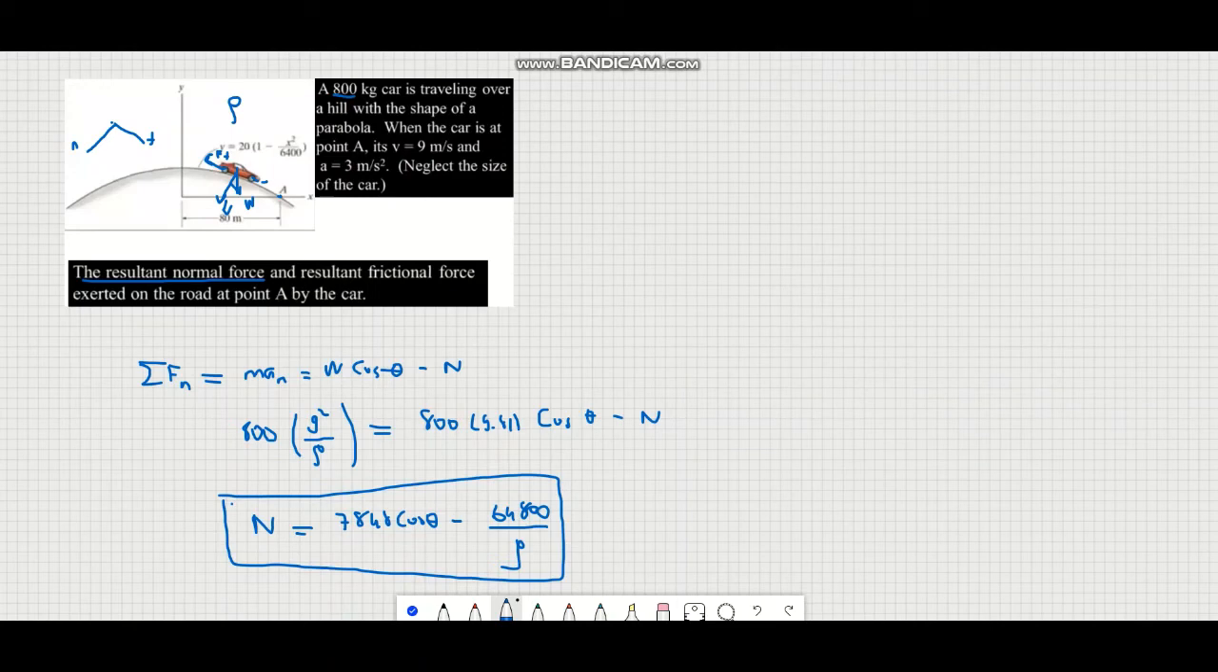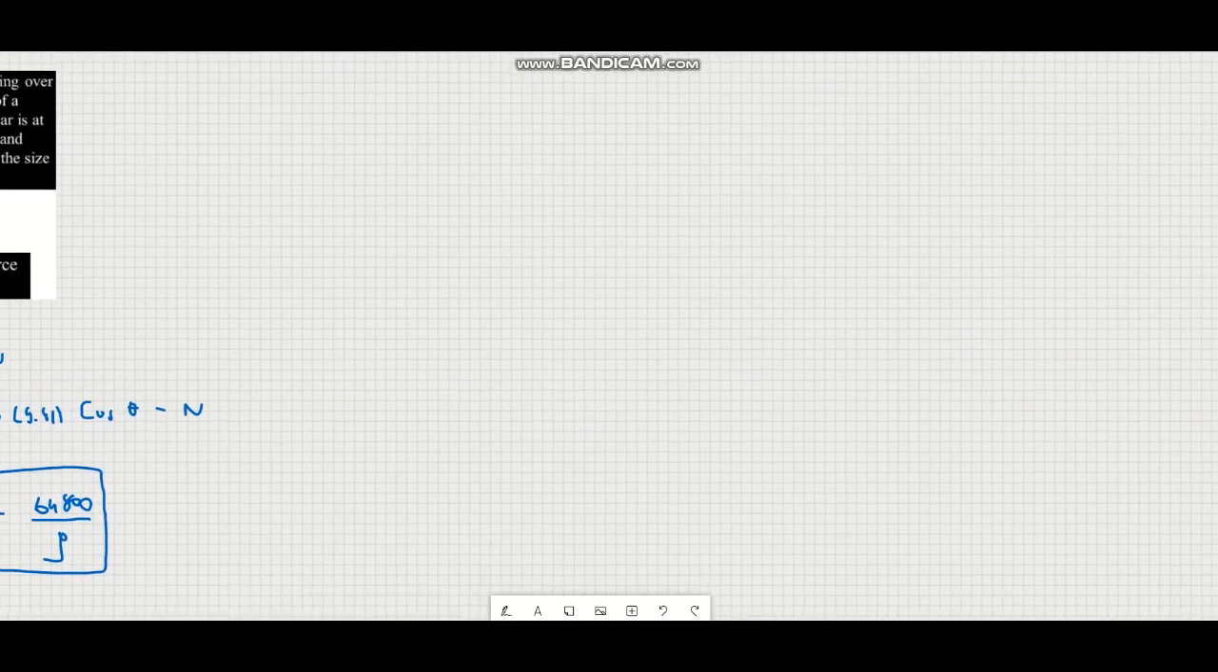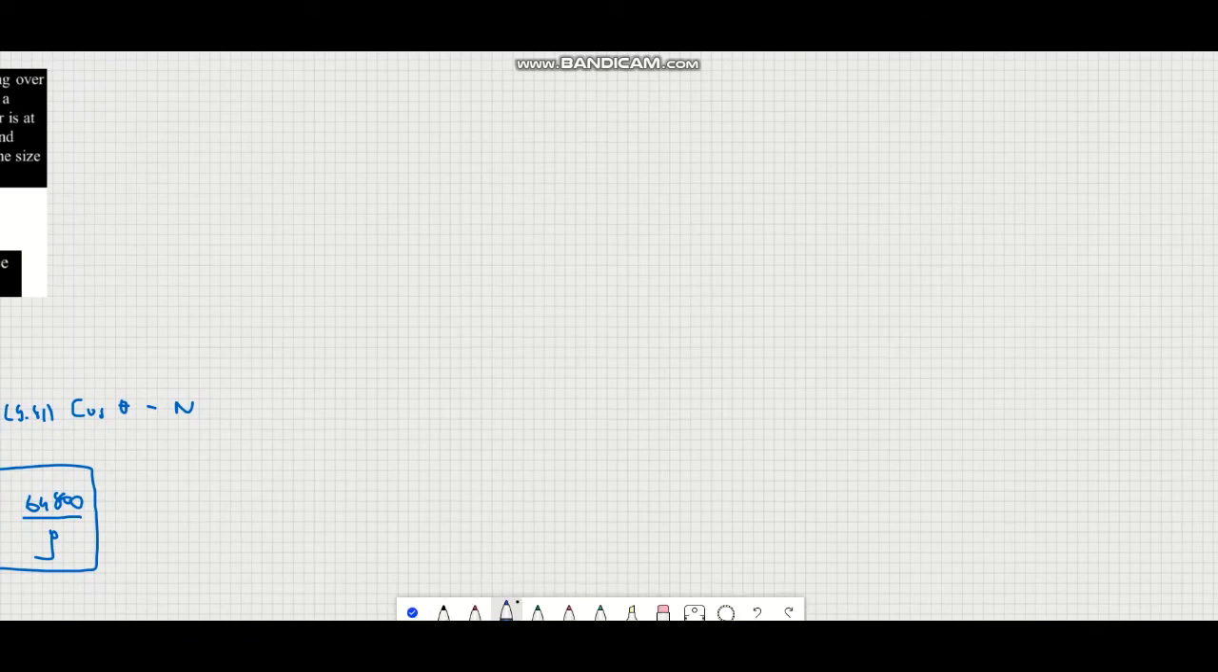Just drop this one for right now, and let's pass to the tangential direction. What is the tangential direction? After that we will calculate the radius of curvature and then we will just plug it in. We know that m a_t, the tangential direction acceleration, is equal to W sine theta, which is given by the weight, minus the friction, right? Because we don't have any external forces on it.